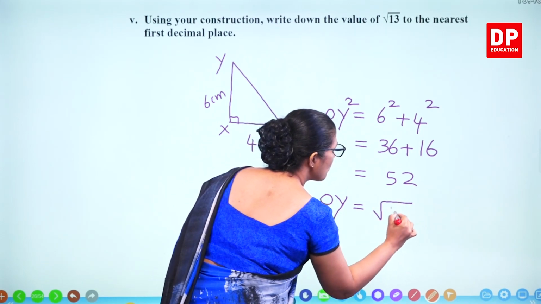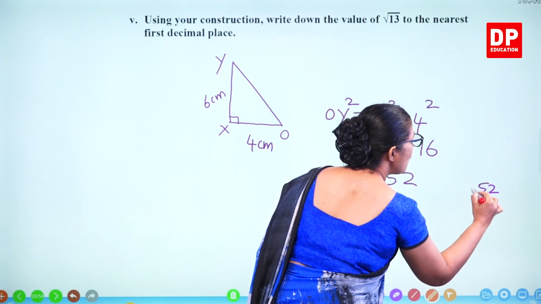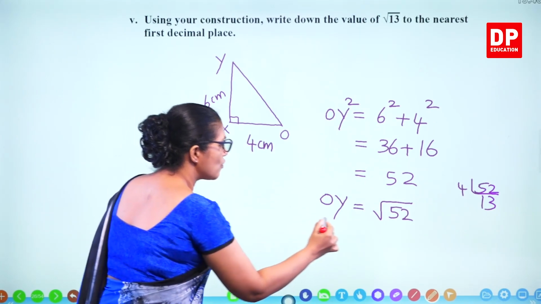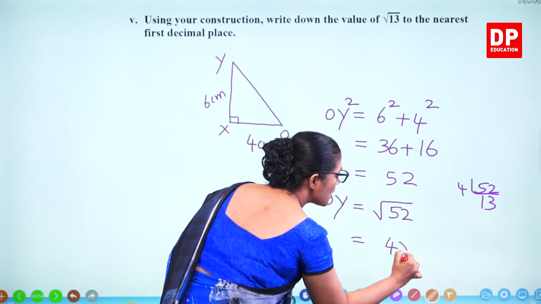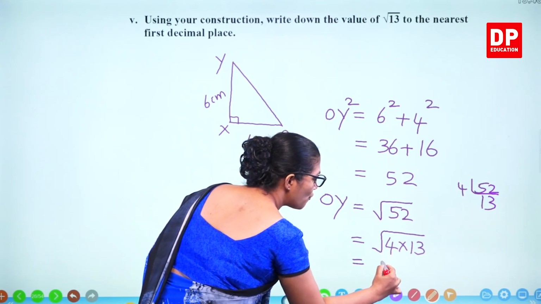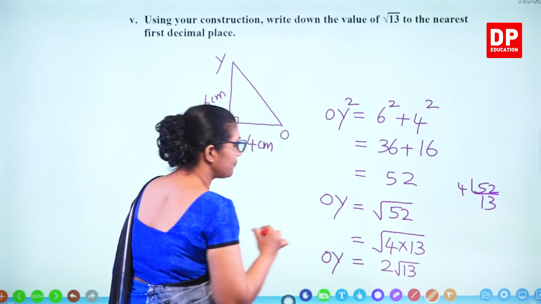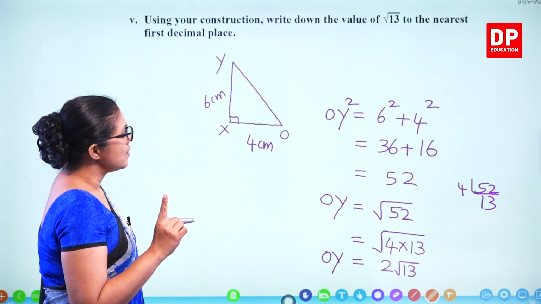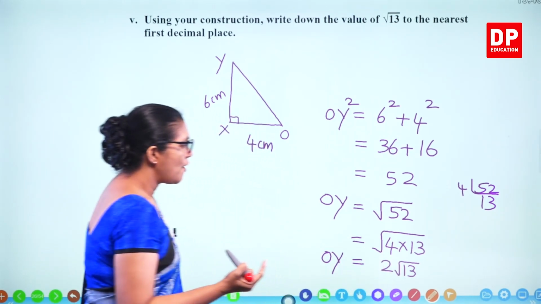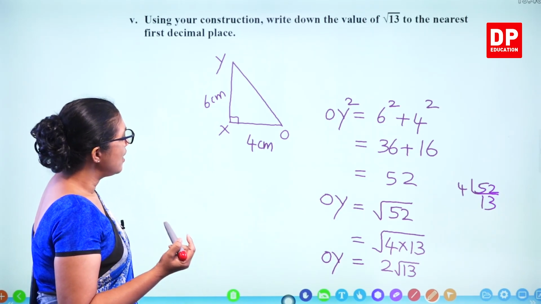Root 52. Can we simplify 52? If we divide by 4, you get 13. So here I can write 4 times 13 for 52. So when you take it out, square root 4 is 2. So 2 root 13 is OY. Now you are asked to find out the root 13 value. So you have to divide by 2. Find the OY length and divide by 2.